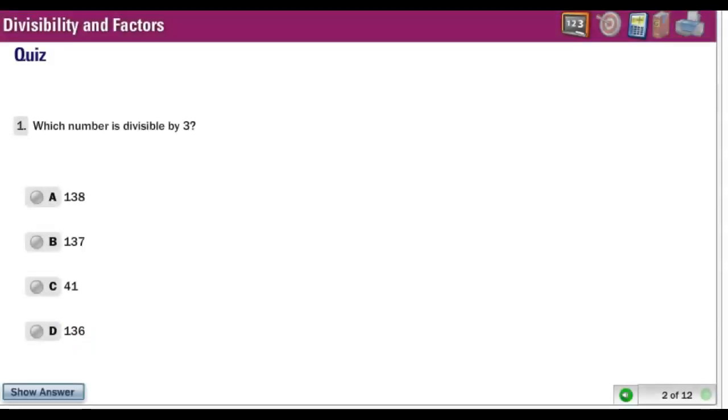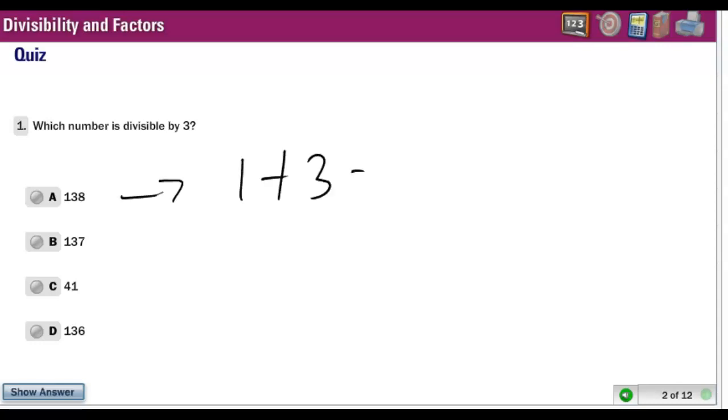Divisibility and factors. This quiz question asks us which number is divisible by 3. Before you pull out a calculator, there's actually an easier way, but you have to know the divisibility rules. A number is divisible by 3 if the sum of the digits adds up to a number that's divisible by 3. For example, let me try the first one.